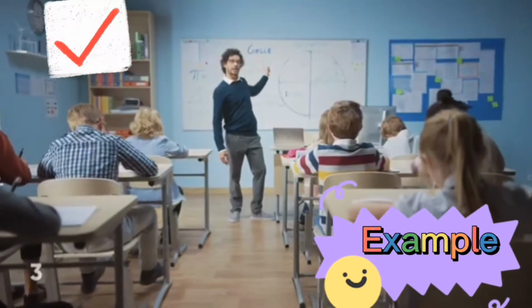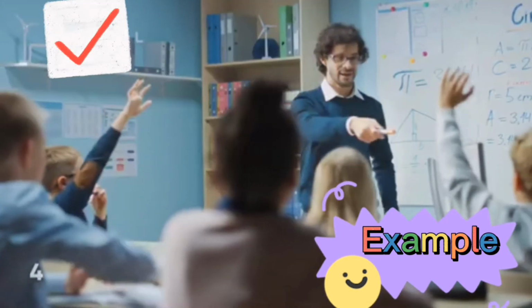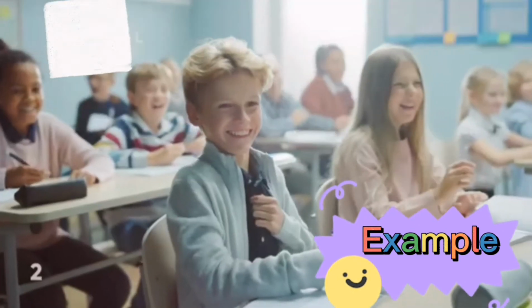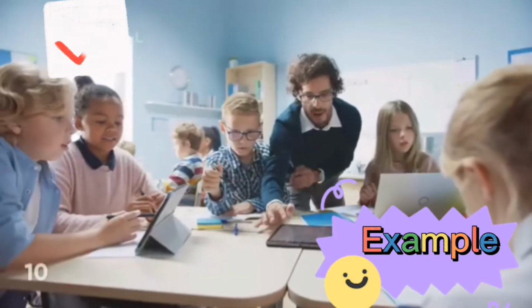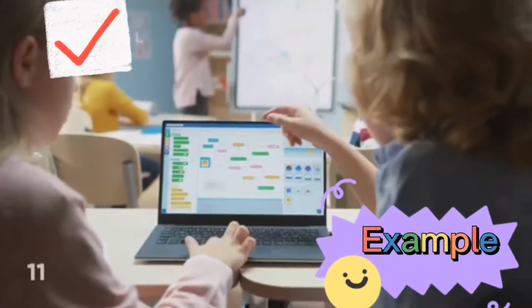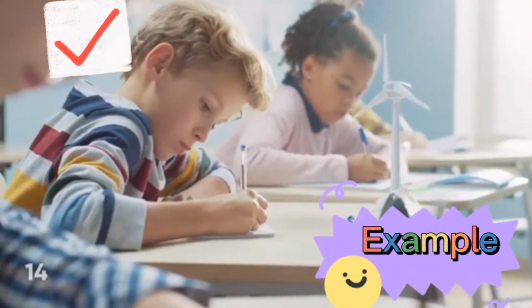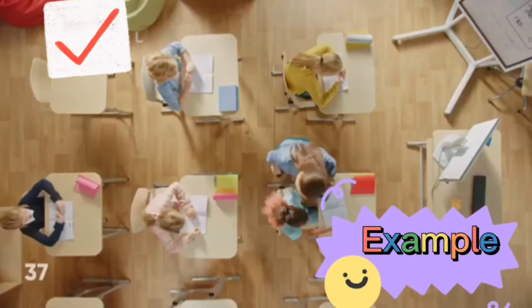An example of good classroom management is an organized classroom. Students are behaving in a desirable manner. They are participating in class activities, interacting with each other, and all having fun while learning. Now, this is a great example of classroom management.